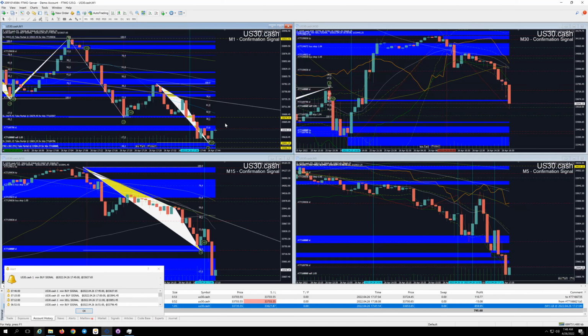Oh, let's see. Fix. Yeah, I don't like that it's overexposing me at the same price point. It makes no sense to have multiple orders at the same price point.